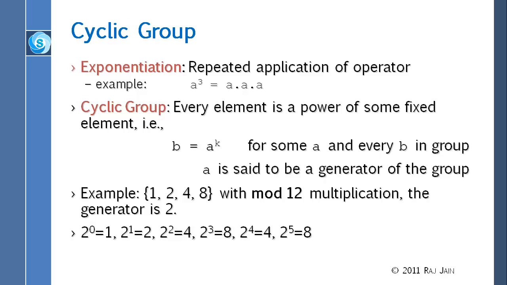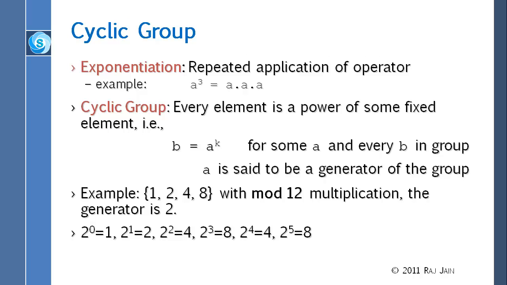And if every element is a power of some fixed element, then we call it a cyclic group. Now this is important: suppose you have a set which has 8 elements, and every element is a power of some number. Then that is a cyclic group. So not every group is a cyclic group. Let me give you an example of a cyclic group.